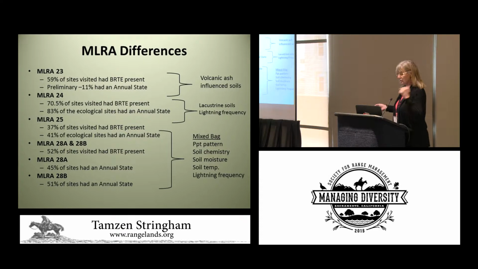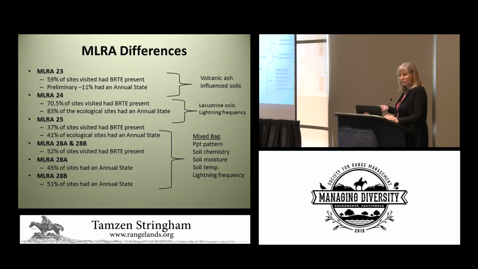So our notes probably misrepresent what the whole MLRA looks like. It's heavy to the annual grass component right now. But 59% had Bromus tectorum, and it should say and or medusahead present. So our preliminary look says 11% of the area had an annual state in it. It may stay there, may go down. We're not done there. But it's volcanic ash influenced also.